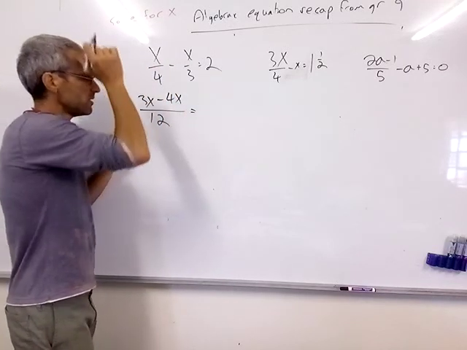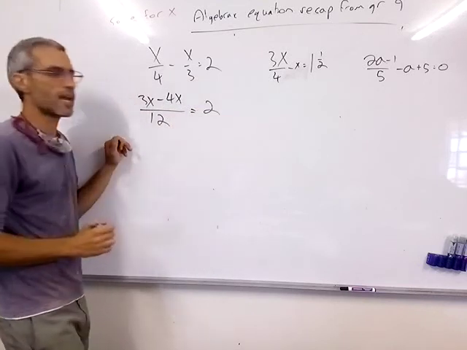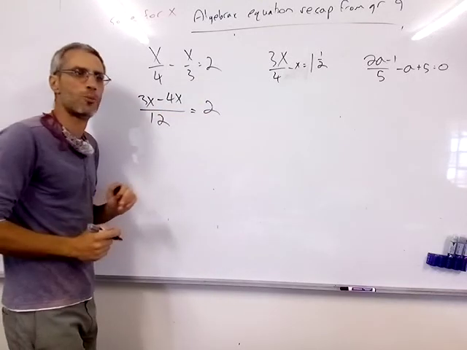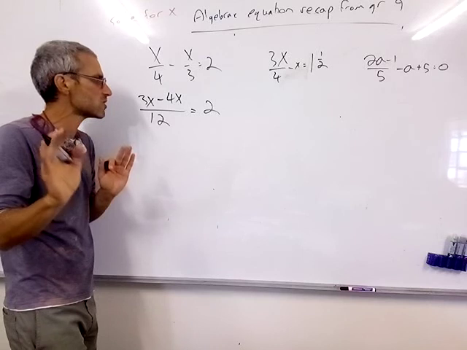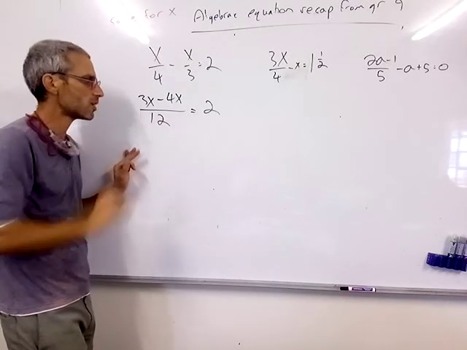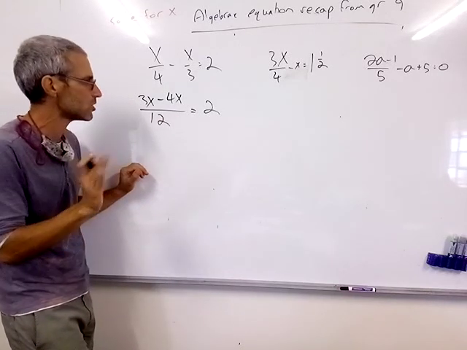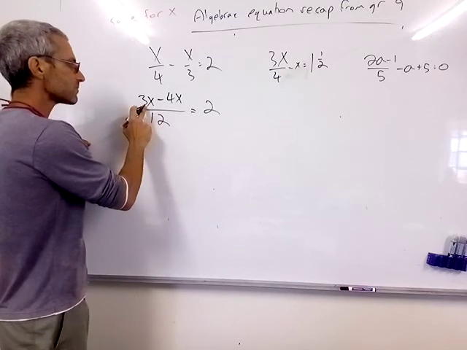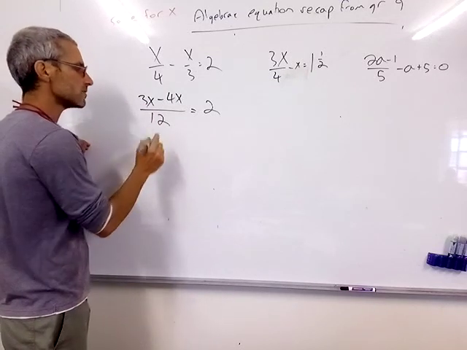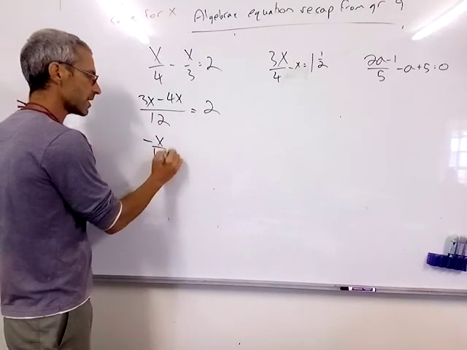And now I can just write that as 2. I leave it like that. I don't have to put them on a common denominator. You'll see in a minute. Let me just finish this. Okay, leave them as 2. I know maybe last year I told you something else, but you don't need it. Now, what is 3x minus 4x? Minus x divided by 12 equals 2.